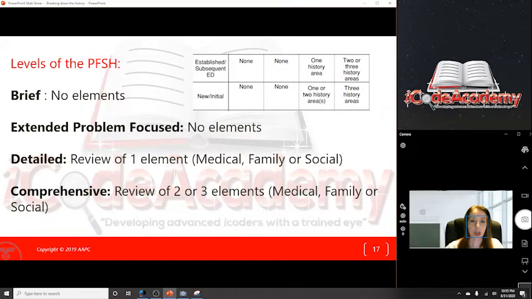All right. So for the levels of the past, family, social, and medical history, just like review of systems, we have a total of 4 various levels. The brief is going to be no elements. So no documentation or indication that the medical, family, or social history was reviewed would be considered a brief level as far as the histories are concerned. An extended problem focused, same thing. It's going to be no elements.